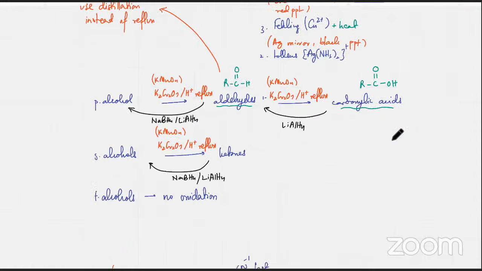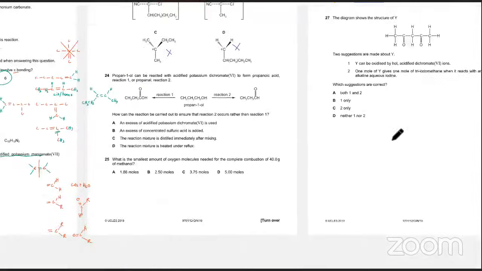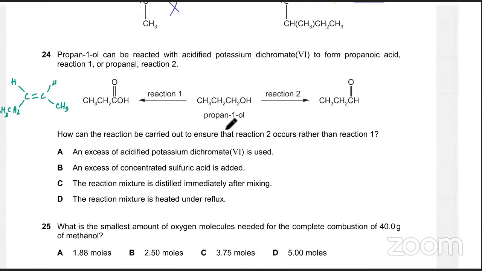So this question is about that. He's asking how the reaction can be carried out to ensure that reaction 2 occurs rather than reaction 1. Reaction 1 goes all the way to carboxylic acid, so that is reflux, where nothing can come out of the container. Reaction 2 goes only to the aldehyde, so that means you're using distillation. So the answer is C, distilled immediately after mixing. That's correct.